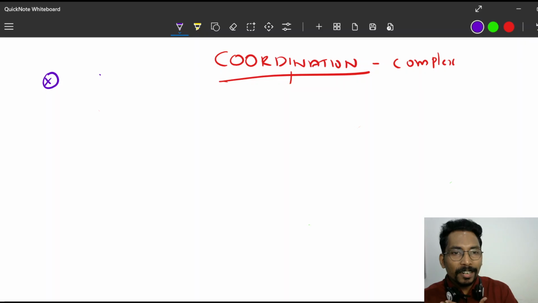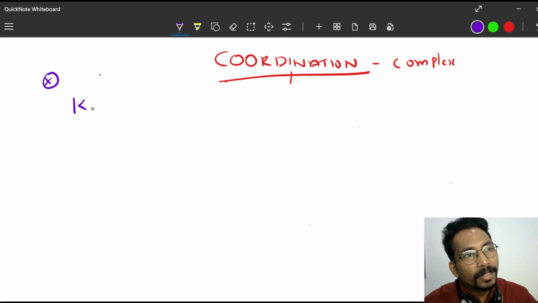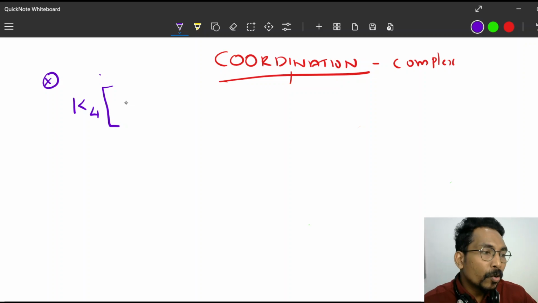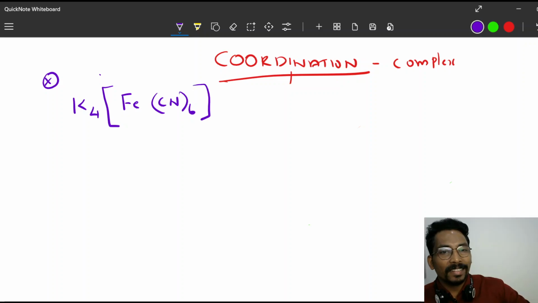So the concept is clear, right? Okay, so we can do the second one. This is a different type: K4[Fe(CN)6]. In the previous compound, the counter ion was chlorine.